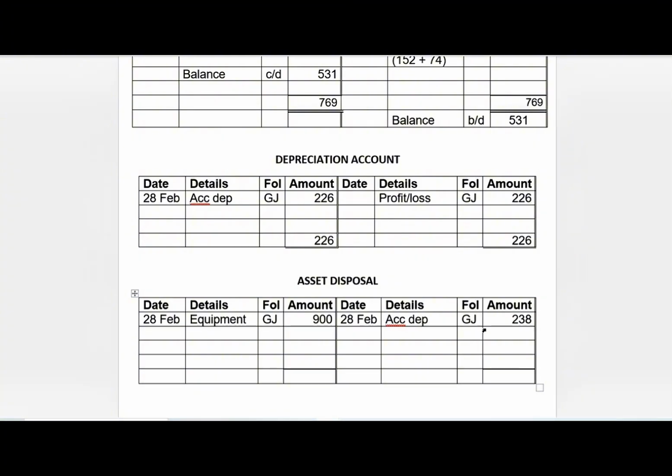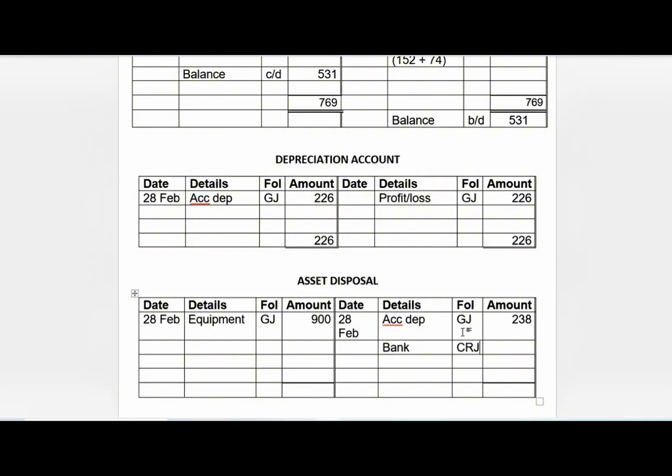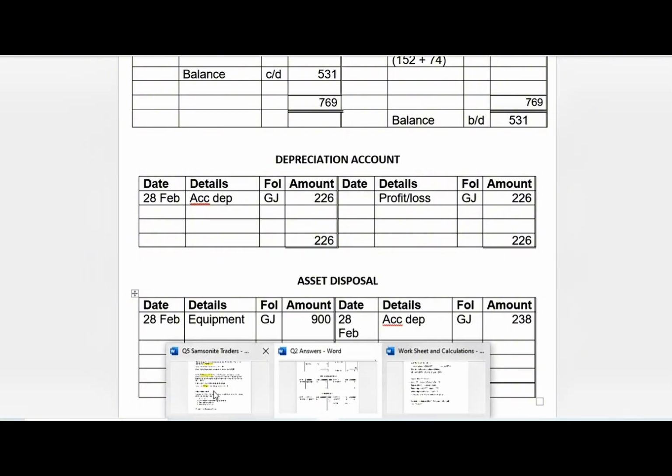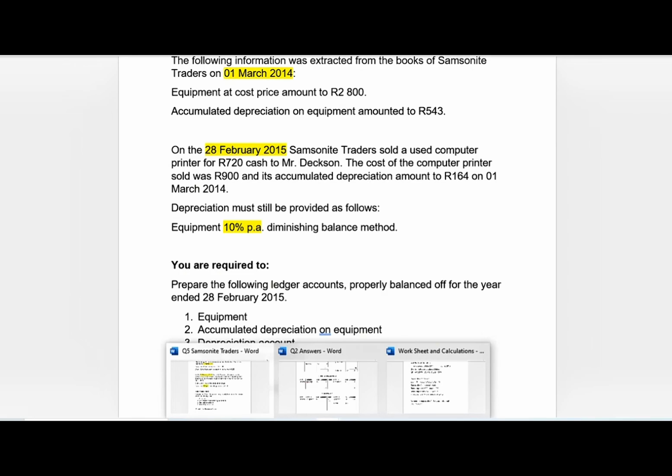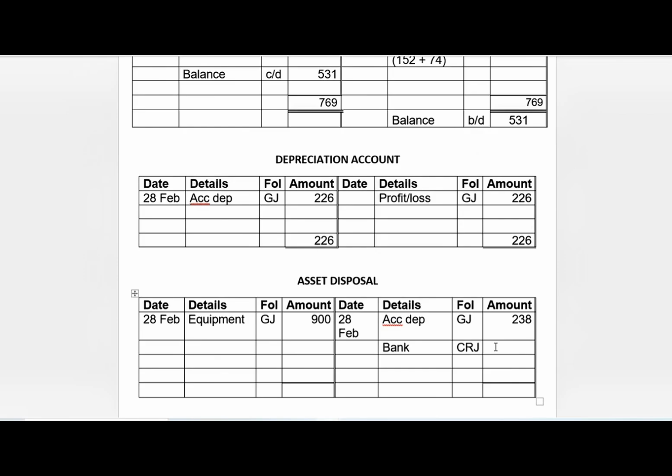And now we check. They say they sold this for cash. So we say bank. Remember, we sold for cash, so we are receiving this money. So it's going to be under cash. When we receive the money, it is going to be the cash receipt journal. But let's go and check how much is the amount that we have received. We have received 720. All right, so we go and record 720 for that equipment, right?